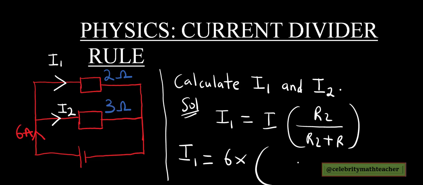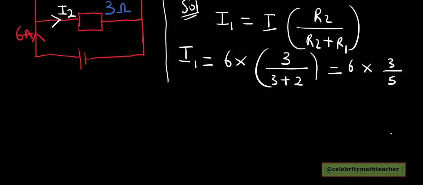So R2 is 3 ohms over 3 ohms plus resistor R1, which is 2. So this is the arrangement. That will give us 6 times 3 over the sum of the two resistors, which is 5. So when we solve this, that will give us I1 equal to 18 divided by 5.